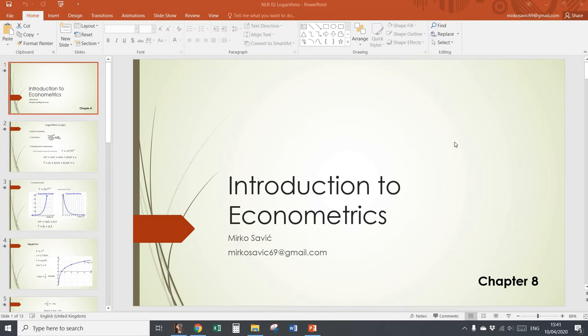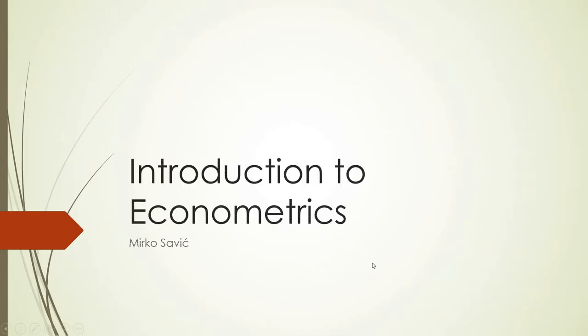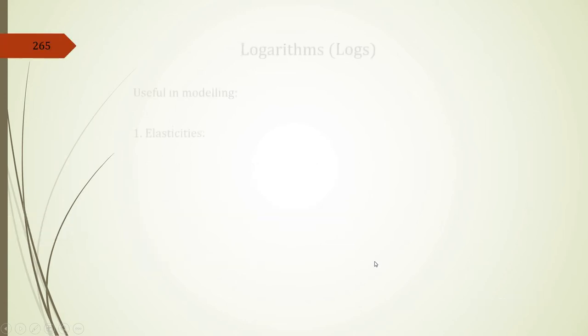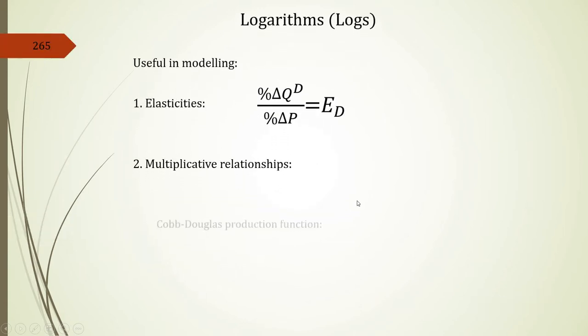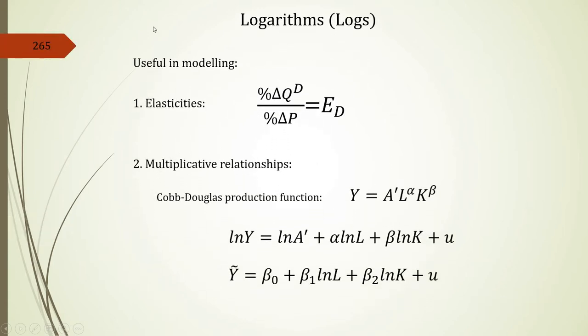The next part in chapter number 8 is still dedicated to nonlinear modeling, but this time it is dedicated to logarithms, so models with logarithms. When we are using this kind of model, it is very convenient if we have some relationship with elasticity. For example, percentage change of one variable is related to percentage change of another variable. So, for example, in this case, price and demand.